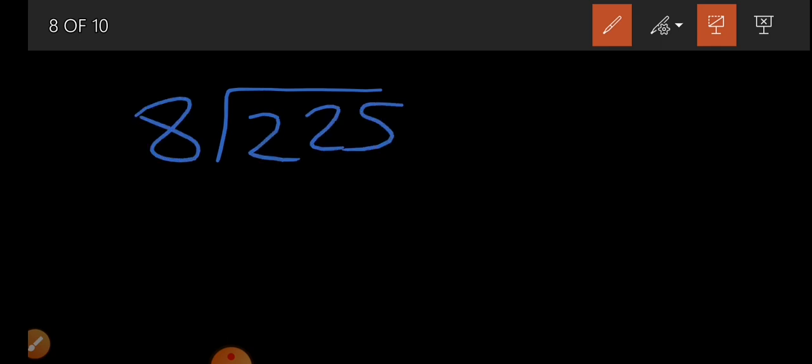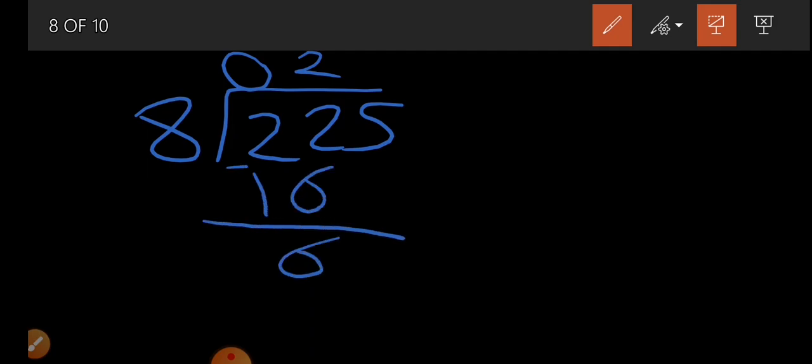Let's start the division. 2 is not enough. Then 22 divided by 8 will give you what? Yes, it will give 2, because 2 multiplied by 8 gives 16. Subtract, you will get 6. Put down the 5. Then 65 divided by 8 will give me 8, because 8 times 8 is 64, and subtract, I will get 1.